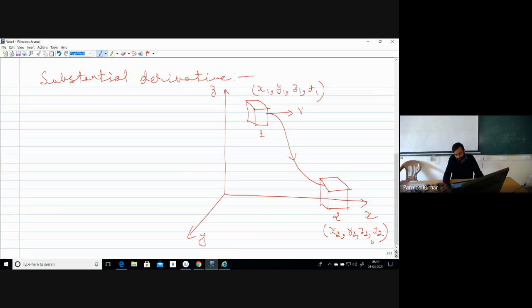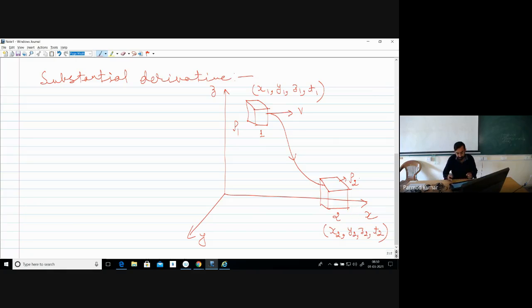Now let us consider that while this fluid element is moving from one location to another, it is moving in a certain flow field, and this flow field has the characteristic that its properties vary in space. So if I talk about density as one of the fundamental properties, at spatial location 1 this fluid element has density ρ1, and when it reaches the second location, it has density ρ2.